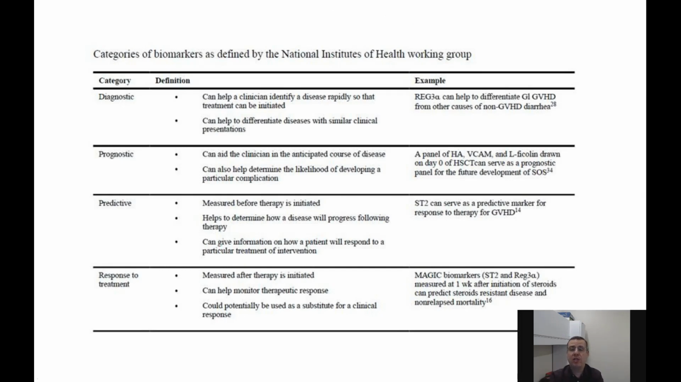Biomarkers, as defined by the NIH, can be categorized as diagnostic, in which case they can help a clinician differentiate diseases with similar clinical presentations. They can be prognostic and help determine the likelihood of developing a particular complication. They can be categorized as predictive, in which case they give information on how a patient will respond to a particular treatment. And they can also be used to measure the adequacy of a response to a certain treatment.